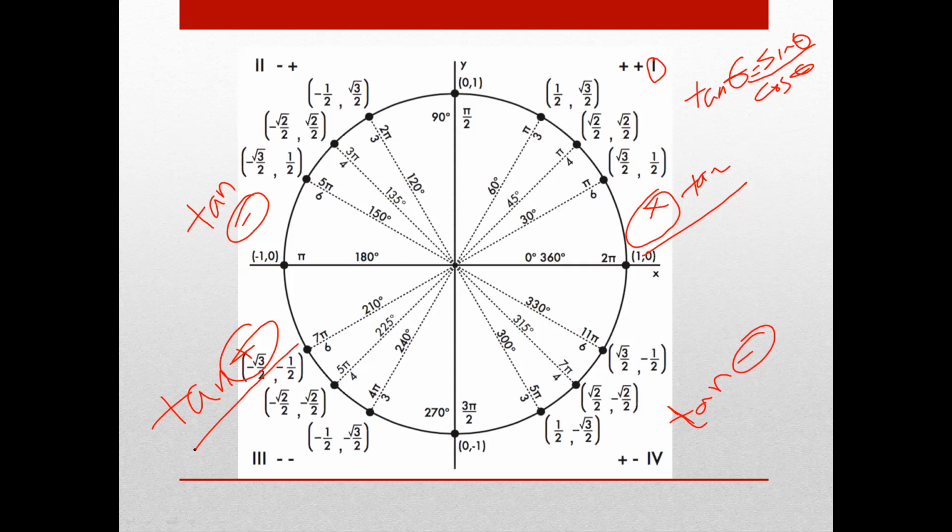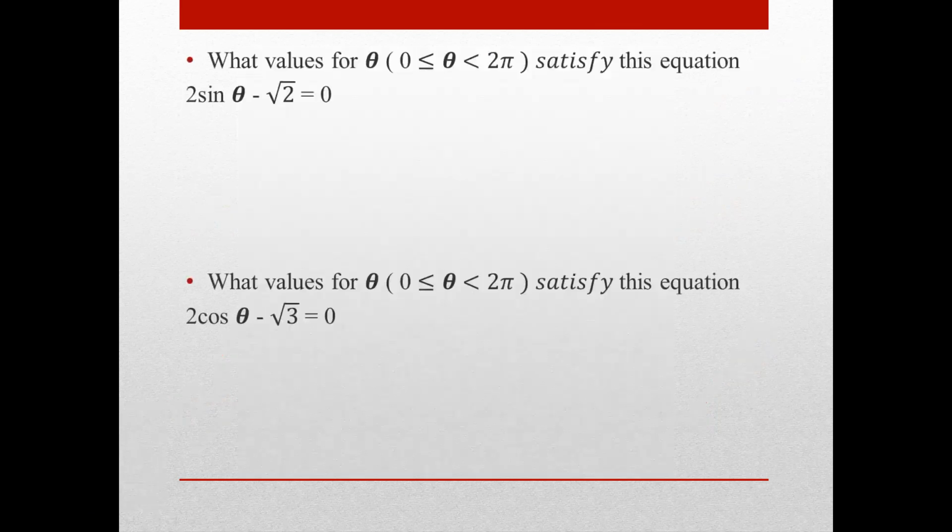Now today we will learn how to solve a trigonometric equation using the sine inverse. Look at the first one here. What values for theta in this interval from 0 to 2 pi satisfy this equation? 2 sine theta minus square root of 2 equals 0.